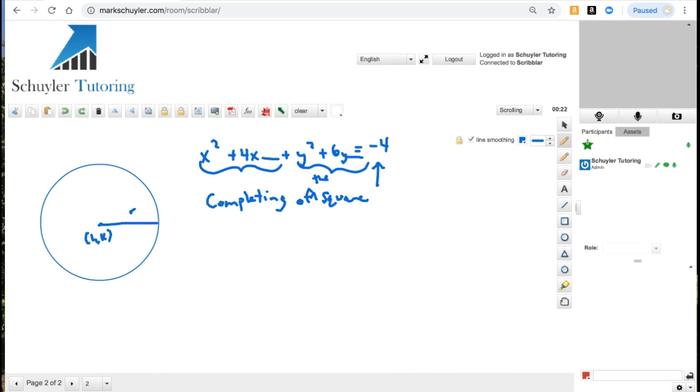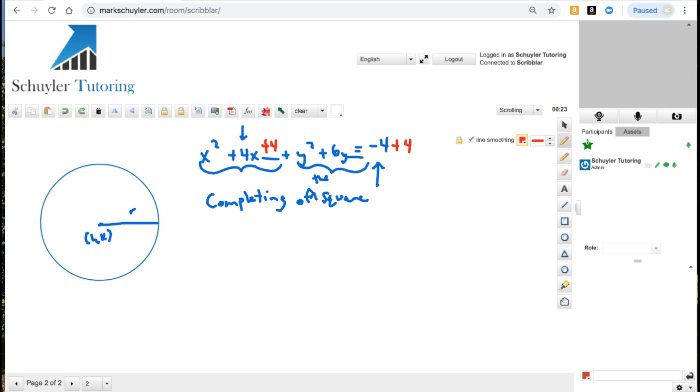So here's the procedure. Let's start with this +4. Cut it in half and square that. So what's half of 4? 2. What's 2 squared? 4. So let me change colors. We're going to put in a +4 right here. We're just putting it into the left side of the equation. But if you do that, you instantly have to balance it out by putting it in on the right side.